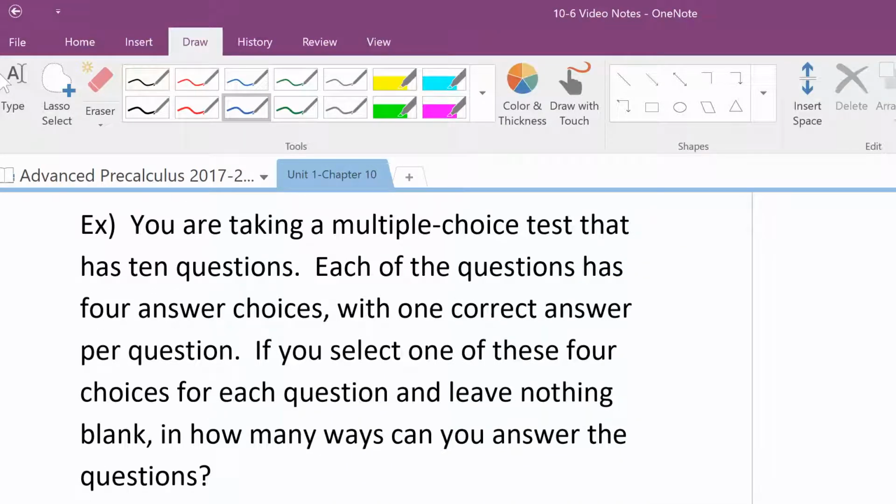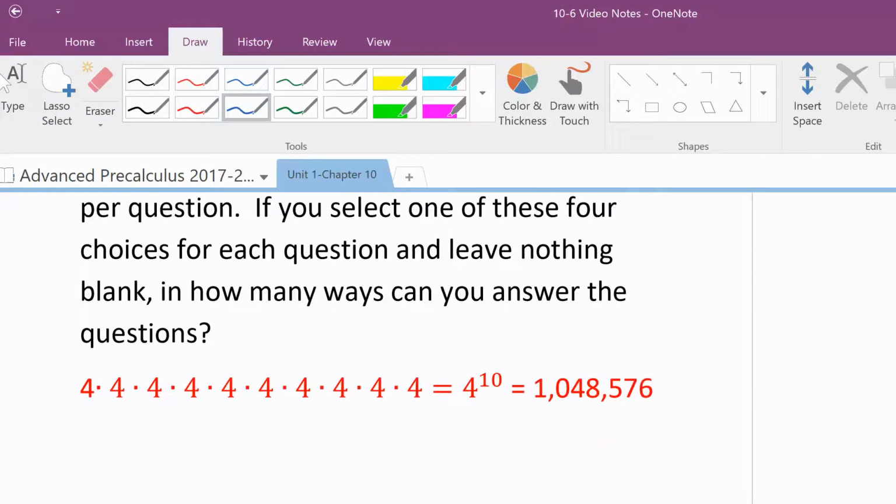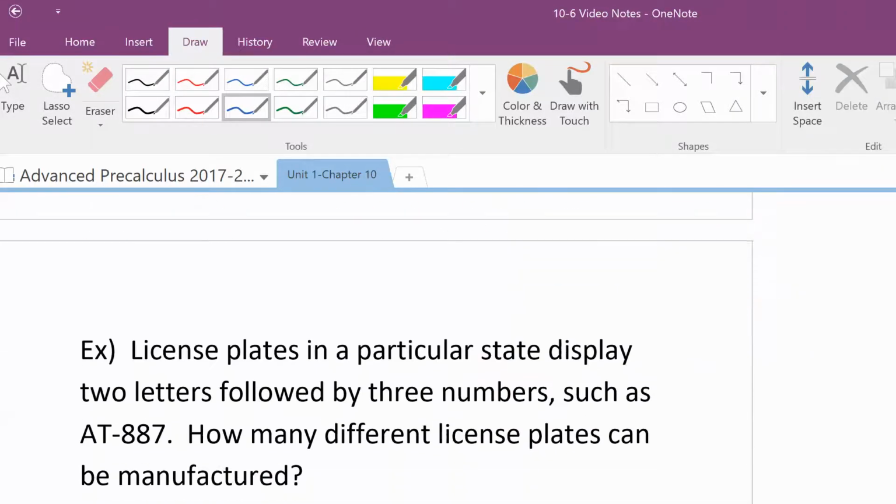If you're taking a multiple choice test that has 10 questions, and each question has 4 answer choices like A, B, C, D, with 1 correct answer. If you select one of these 4 choices for each question and leave nothing blank, in how many different ways can you answer the questions? Well, if there's 10 questions and there's 4 choices, so basically it's 4 to the 10th, which is 1,048,576 ways that you can answer the test.